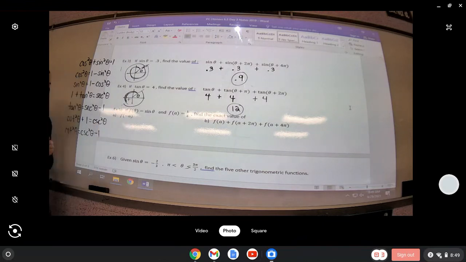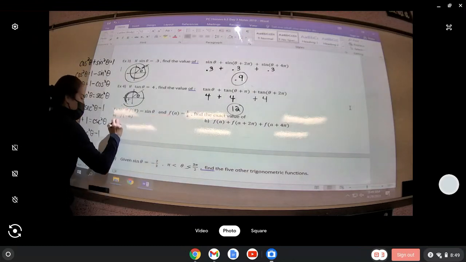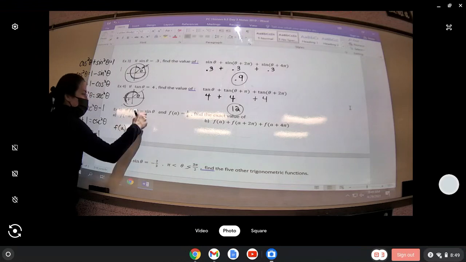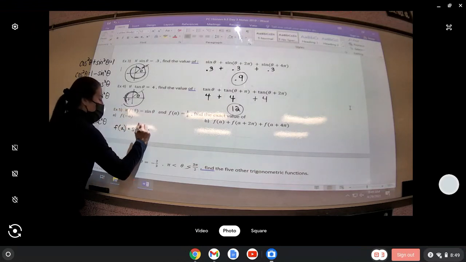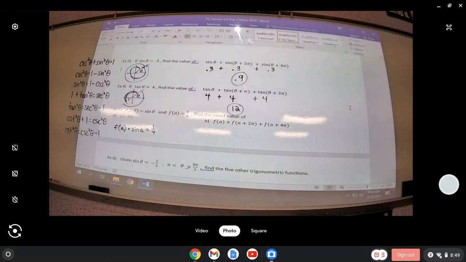All right, and then the last one, look at this one. It says if f of theta equals sine theta and f of a equals 1/4, find the exact value of these. Well, guys, first of all, when we plug angle A into this function, f of a, that means the sine of angle A is equal to 1/4. That's the information they've given us.